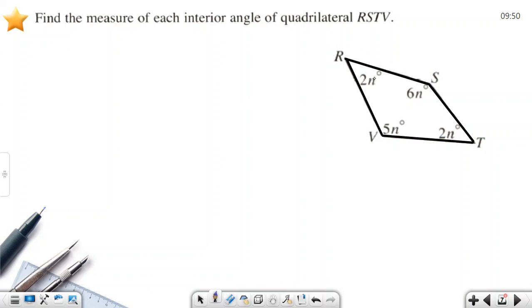That's another question. Find the measure of each interior angle of quadrilateral RSVT. So angle R, it's asking for all of them. R plus S plus T plus V. So 2n plus 6n plus 2n plus 5n equals. What is the sum of all?